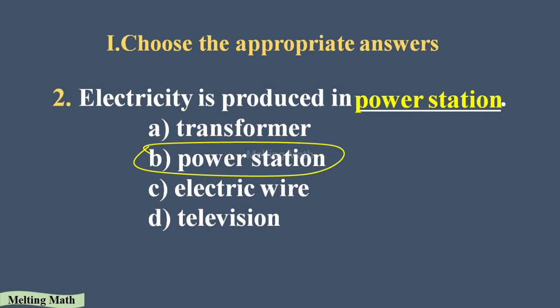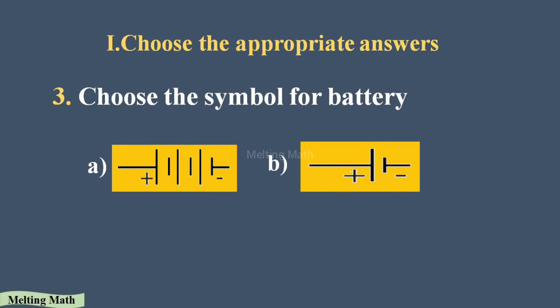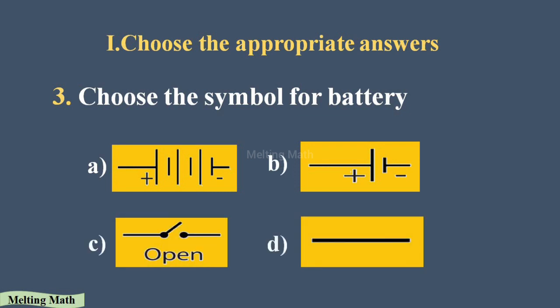Let's see the third one. Choose the symbol for battery. So let's see the symbols: option A, option B, option C, option D. Choose which symbol is the appropriate symbol for a battery. Definitely option A is the correct answer. In option A, two or more cells are connected to form a battery. So option A, the symbolic representation, is the correct symbol for a battery.